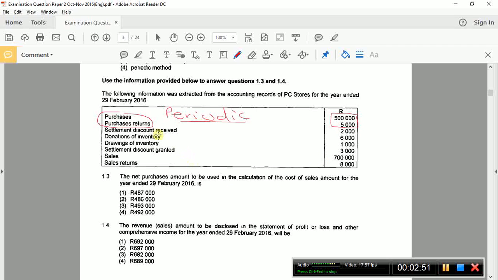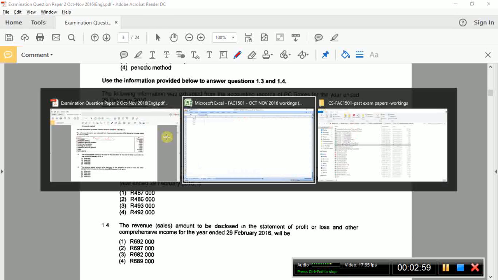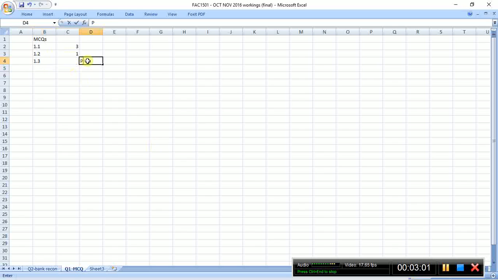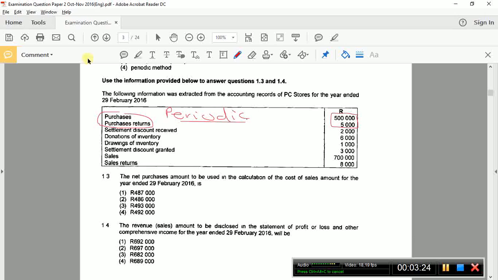Yes, the settlement discount received is going to do what? Reduce your purchases. Yes, so 493. Correct. So purchases minus the purchases returns minus the what else? Discount. Received or granted? Received. Got that? Yes. So that gives us 493. It's 500,000 minus 7. Yes, 493, option 3.